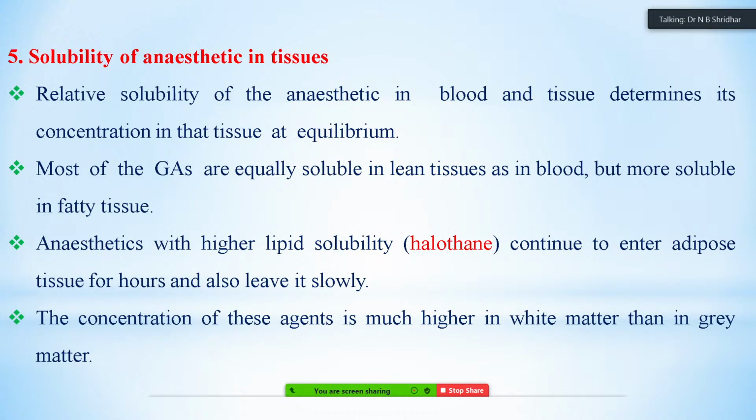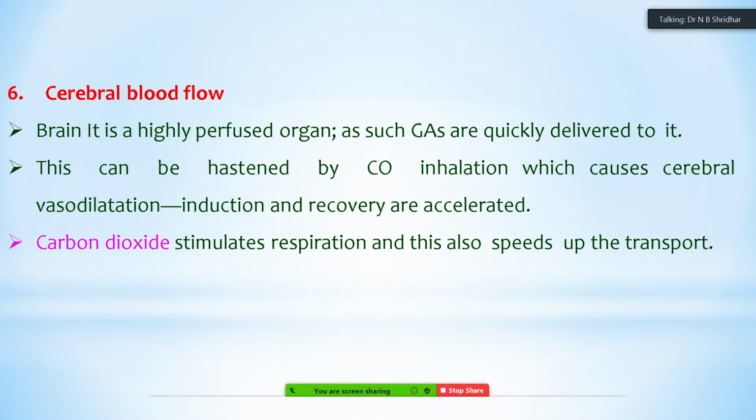The concentration of these agents is much higher in white matter than in grey matter. That means in the brain itself, the concentration of halothane and other anesthetics which have very high lipid solubility will be different. It is much higher in white matter compared to grey matter. And another factor is cerebral blood flow.